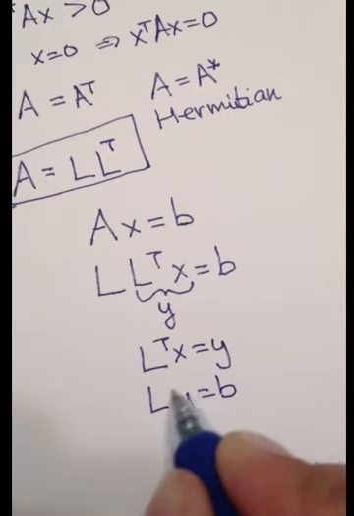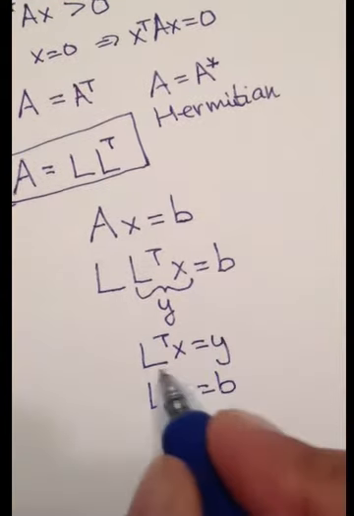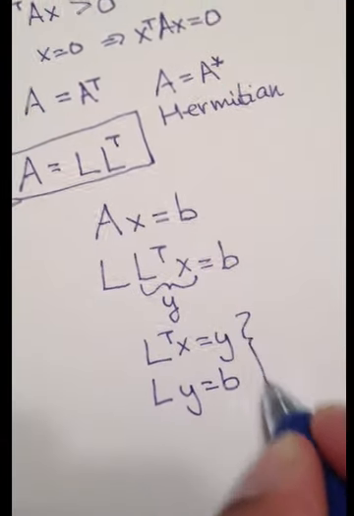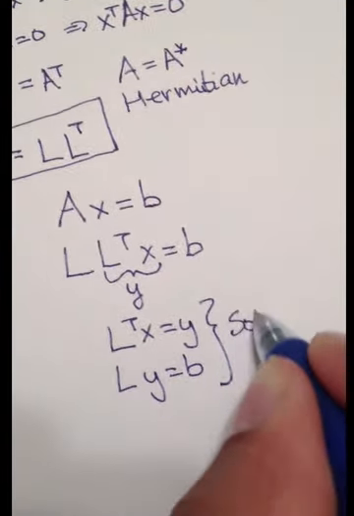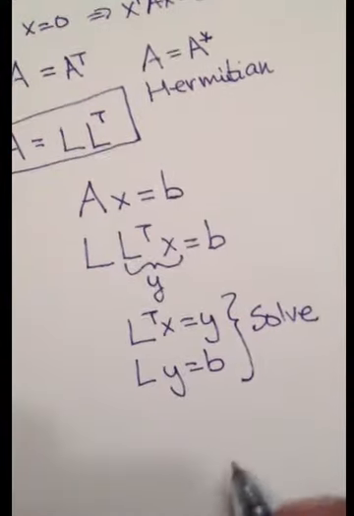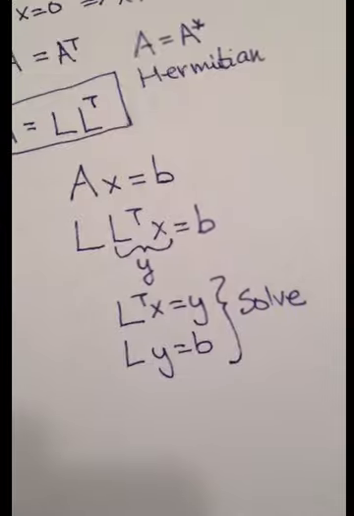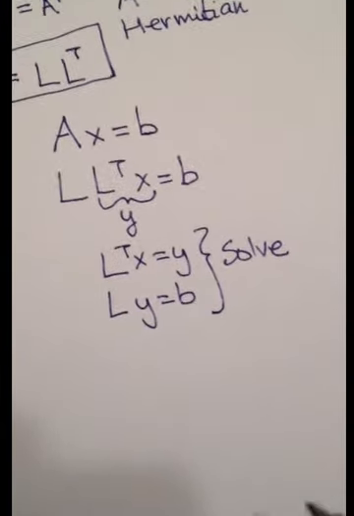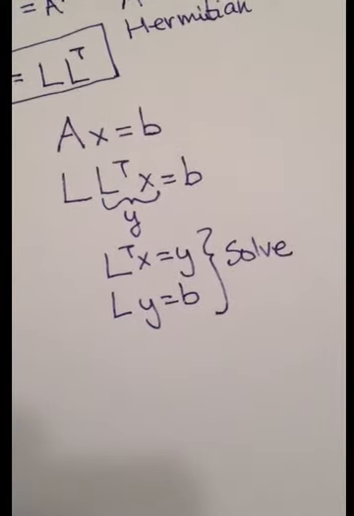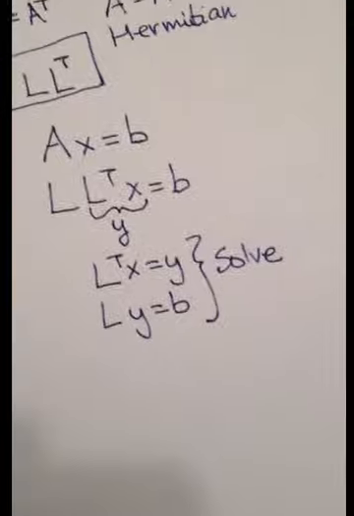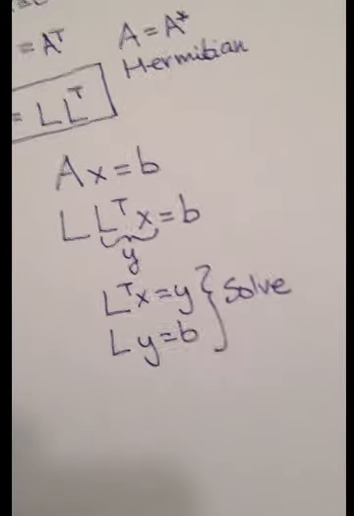Now, this is a simpler equation to solve because L is a lower triangular matrix. So we can solve L y equals b for y. And then once we know y, we have an upper triangular matrix L transpose, and we can solve for x. So this simplifies the problem of solving A x equals b.